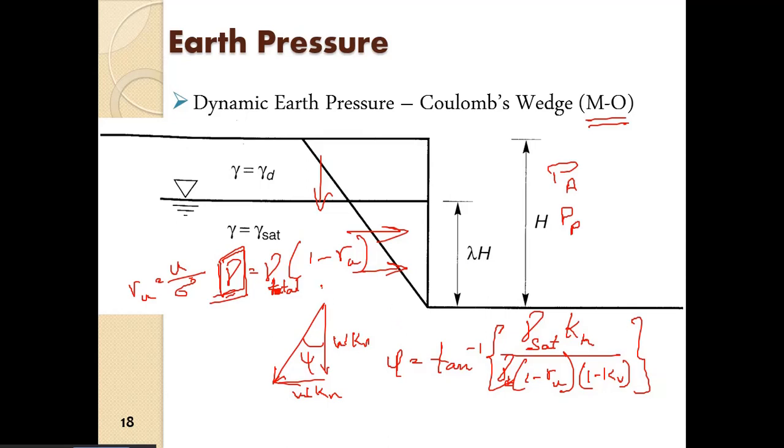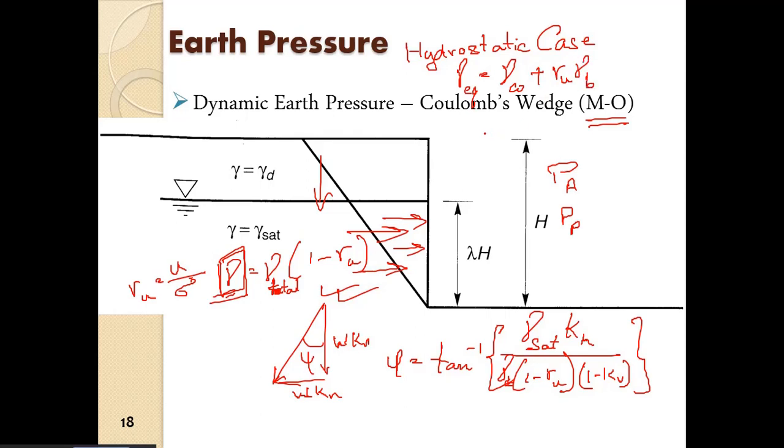Now in this case, we have considered the hydrodynamic case, so we have to also consider the hydrostatic case. Up till now we have considered the hydrodynamic condition. To consider the hydrostatic case, we will add an additional thrust, based on an equivalent unit weight, which is the unit weight of water plus pore pressure ratio into the total bulk unit weight. That unit weight into height will give the additional hydrostatic thrust on the back of the retaining wall.